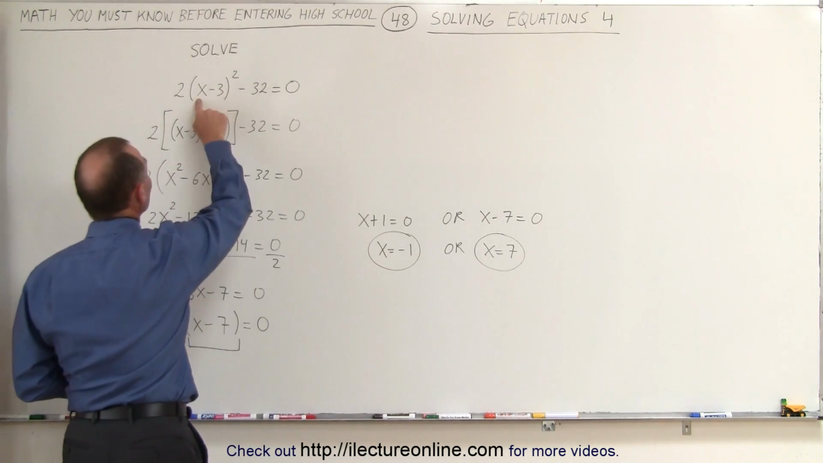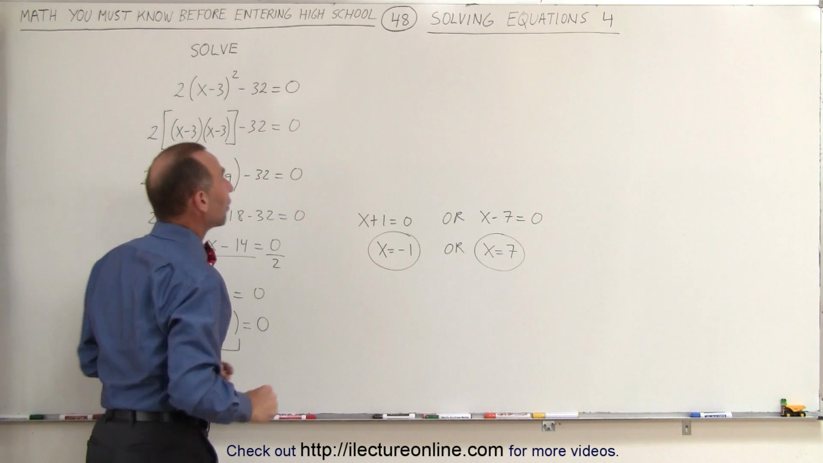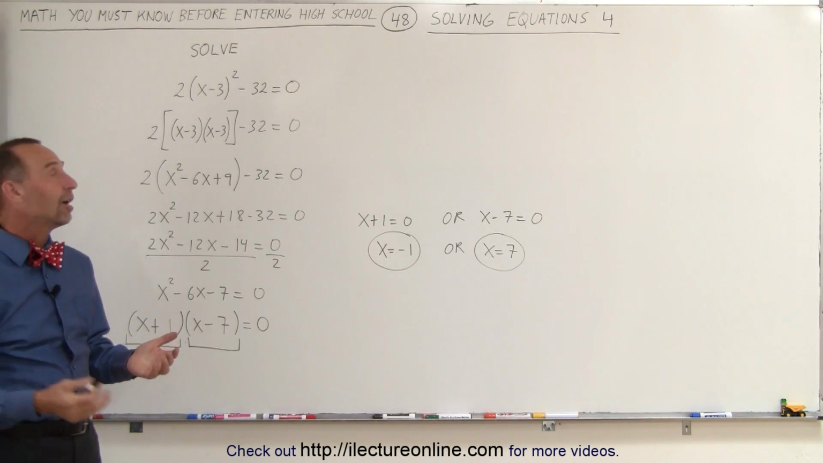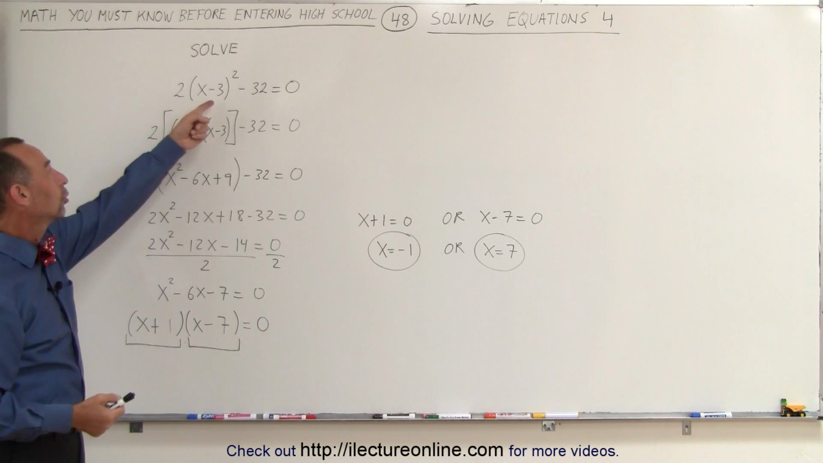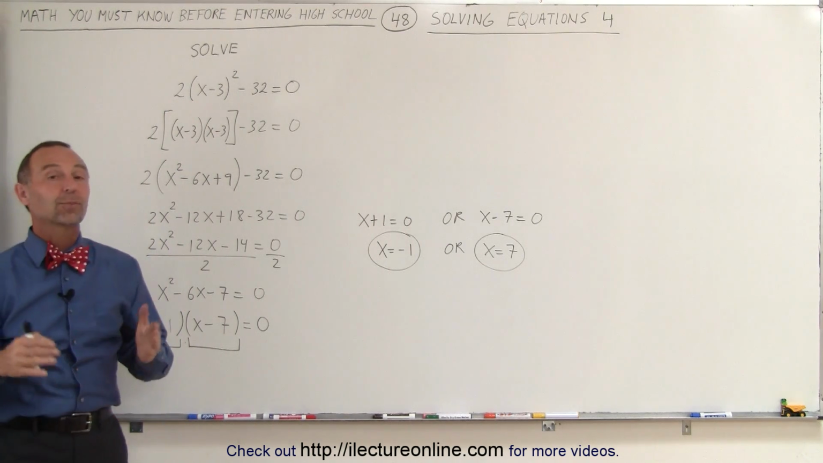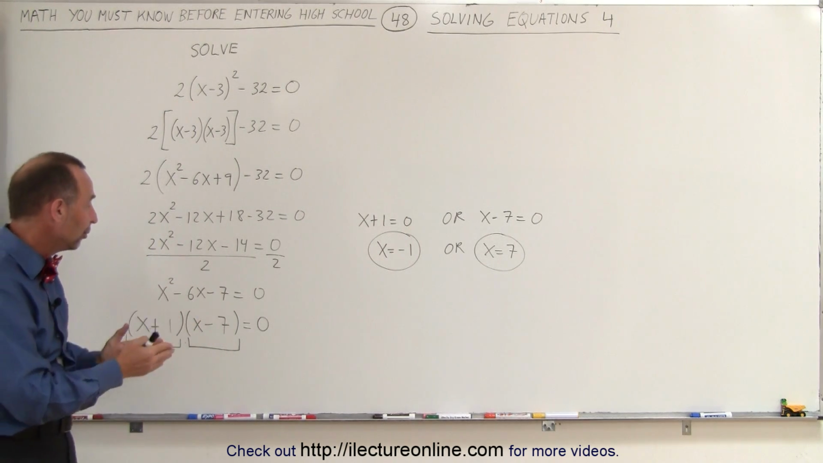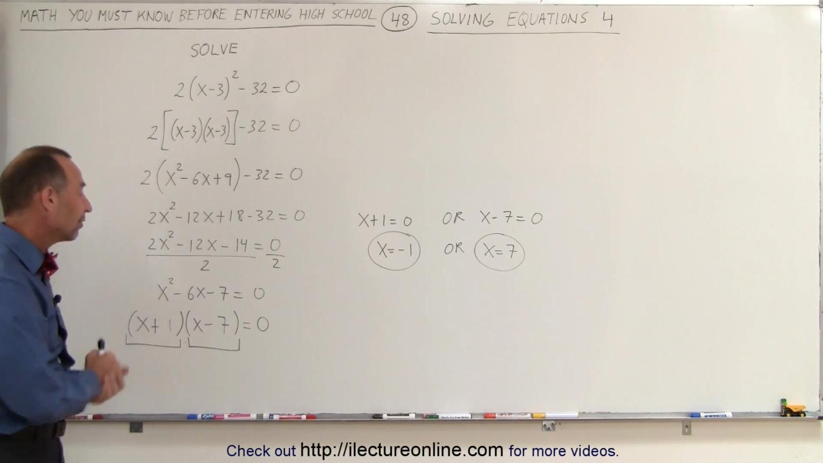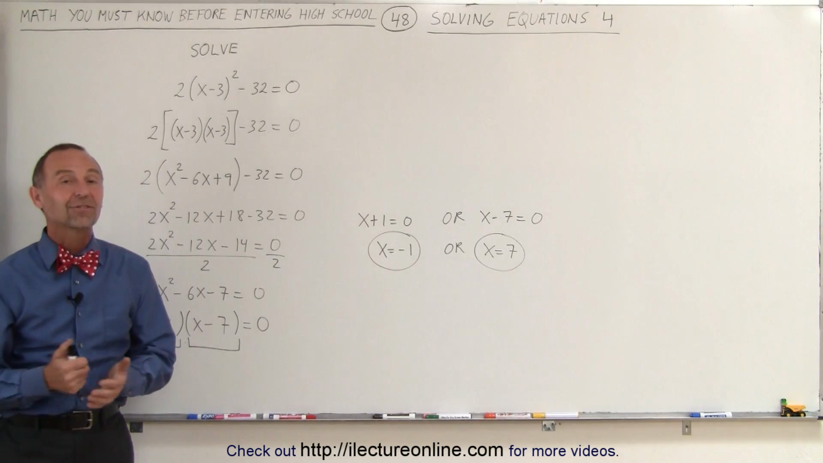If you plug in the number 7 here, you'll see that you'll get the left side equal to the right side as well. And that's how you solve a quadratic equation which includes parentheses. Get rid of those parentheses first, combine like terms, then see if you can factor it or use the quadratic formula and get the final solution. And that's how it's done.